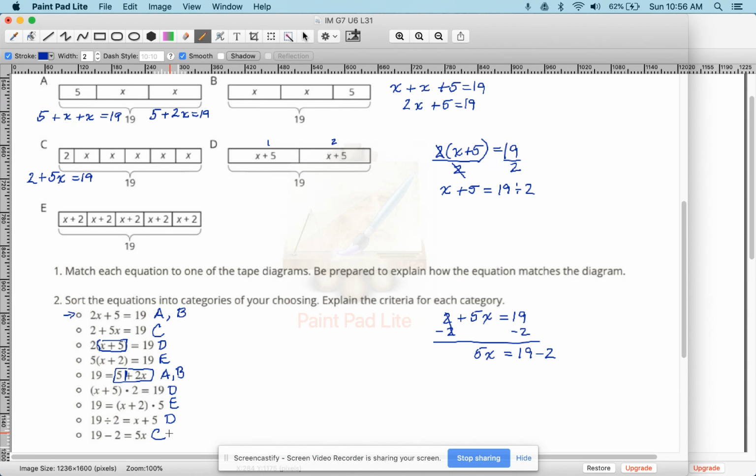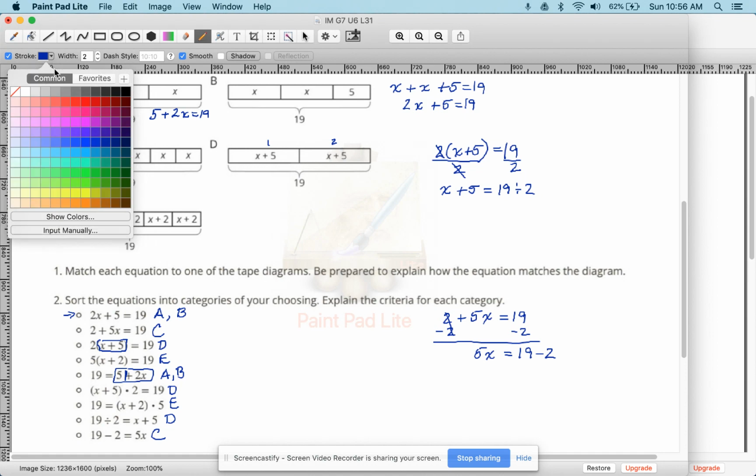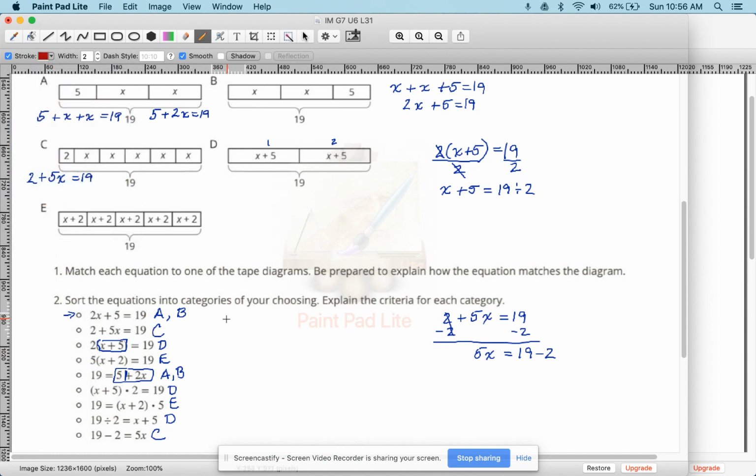So it's important to know how you can solve these different equations when you're looking at the equations split up in different steps. The last thing they're asking you to do in number 2 is to sort the equations into categories of your choosing and then explain the different criteria. I'm going to get a different color for this. This one you can do in a variety of different ways. So one way that I can see is looking for things that you can use the distributive property on. So if I look at equations I can use the distributive property, I'm going to write distributive property.